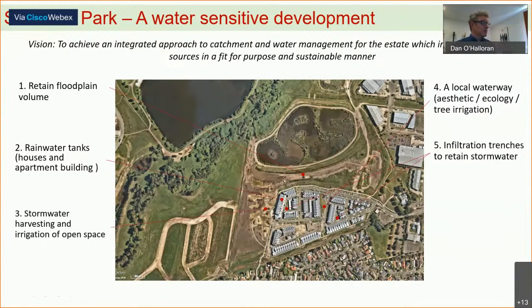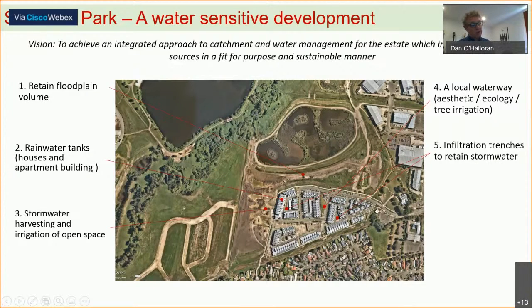Okay, so here's a few things that we needed to do in this development. We needed to retain the floodplain volume so these houses weren't flooded. We needed local rainwater harvesting reuse on every house. We wanted stormwater harvesting from the wetlands that were just off to the west, the treatment wetlands. We wanted to use that water to irrigate open spaces.